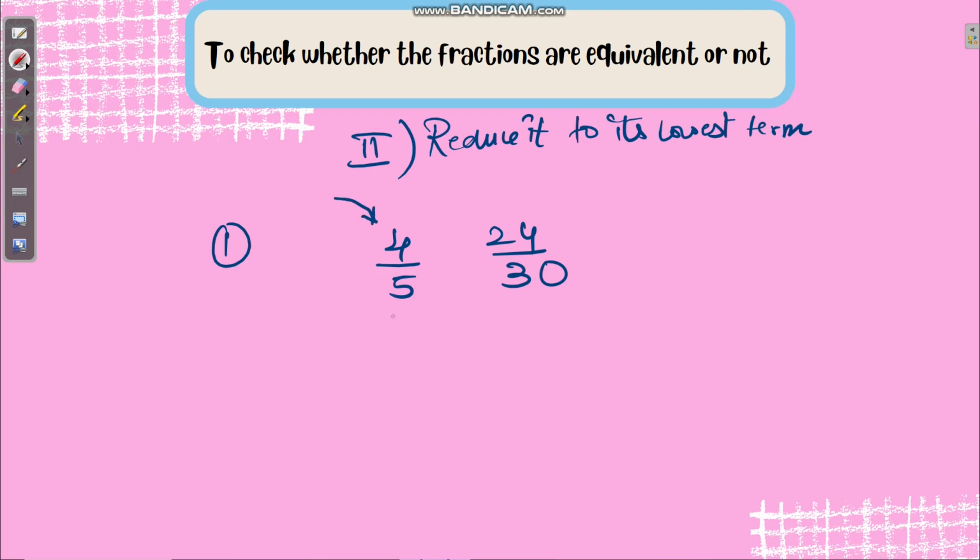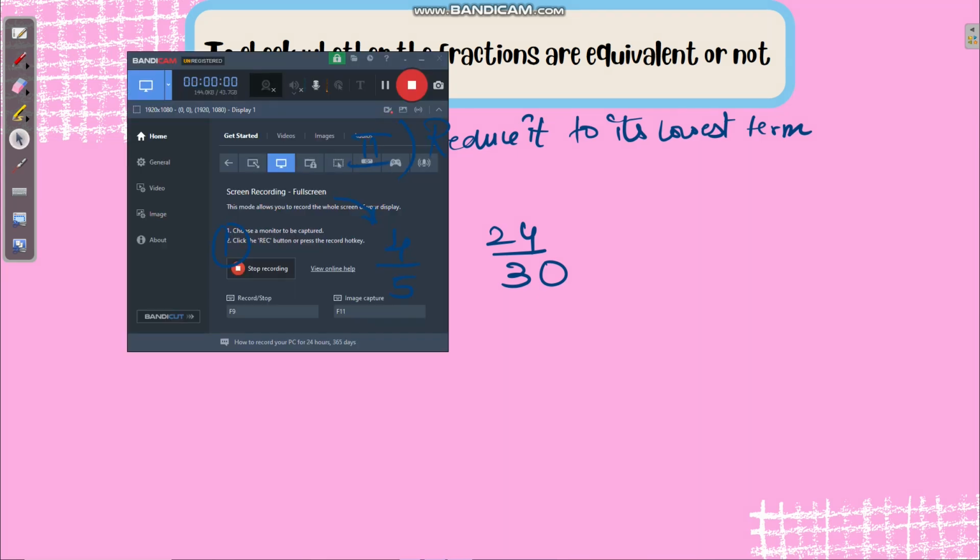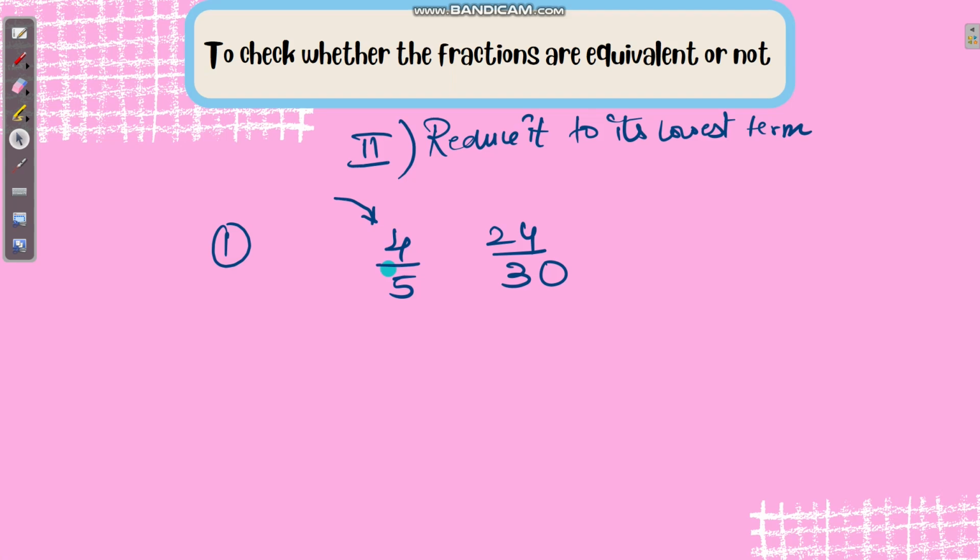Is there any number which can divide both the numbers 4 as well as 5? There is no number which can divide 4 and 5. The HCF of 4 and 5 is 1. 1 is the only number which is common in both of them. So this is already in the lowest term. So 4 by 5 is already in the lowest term.